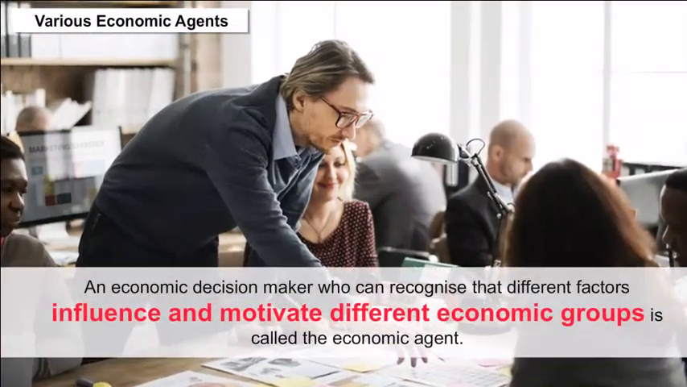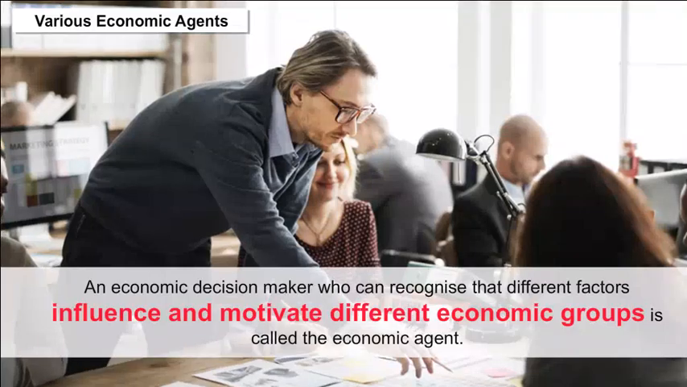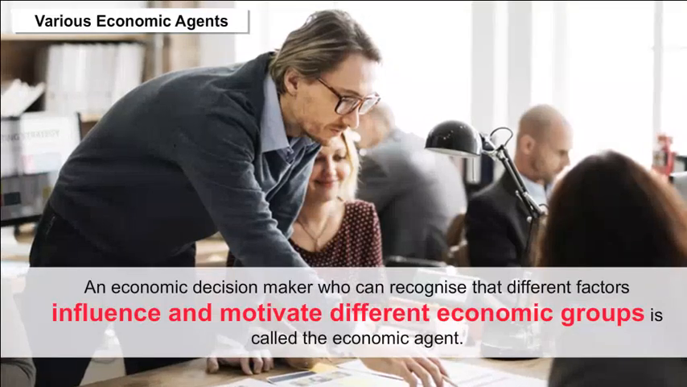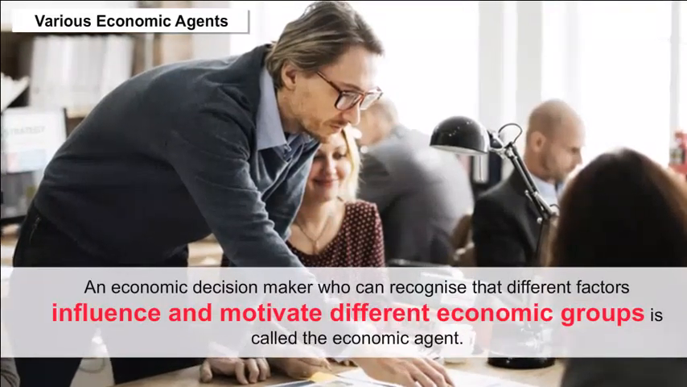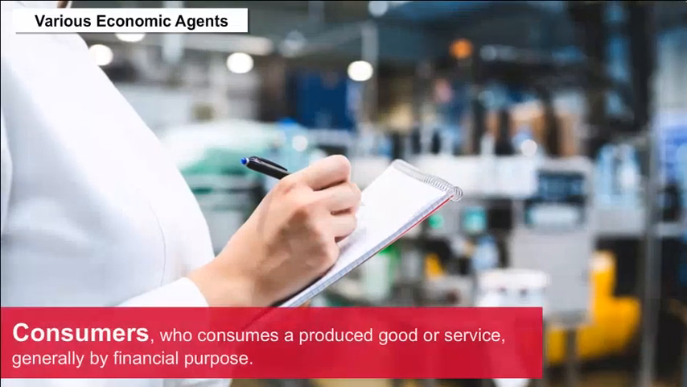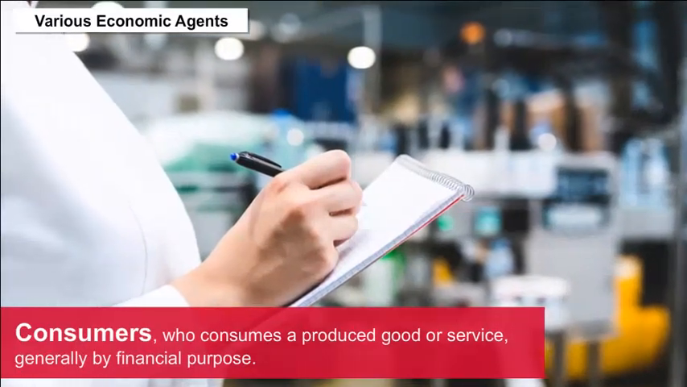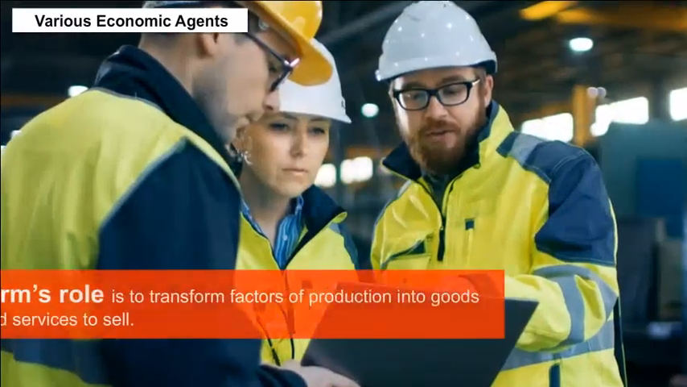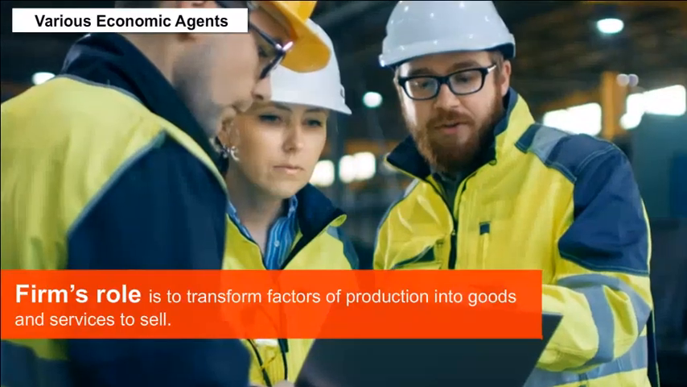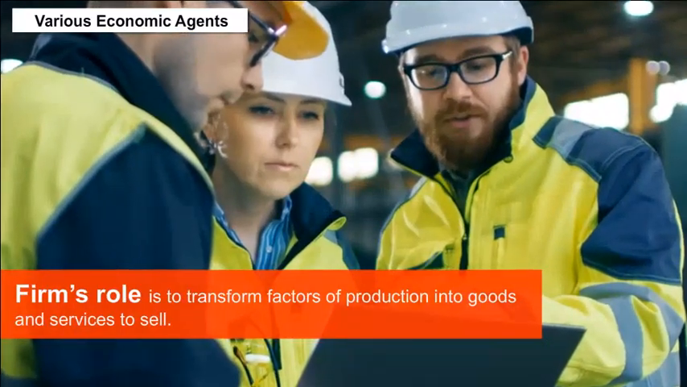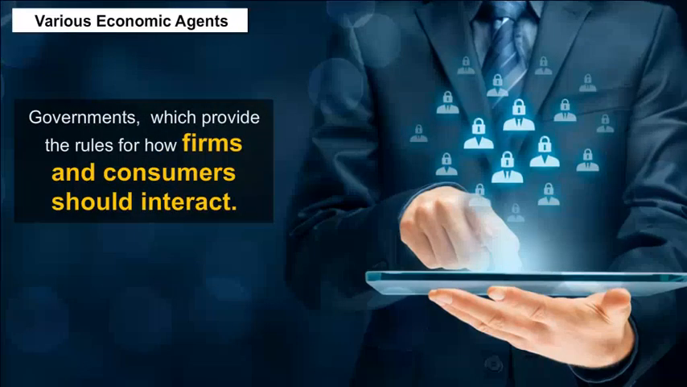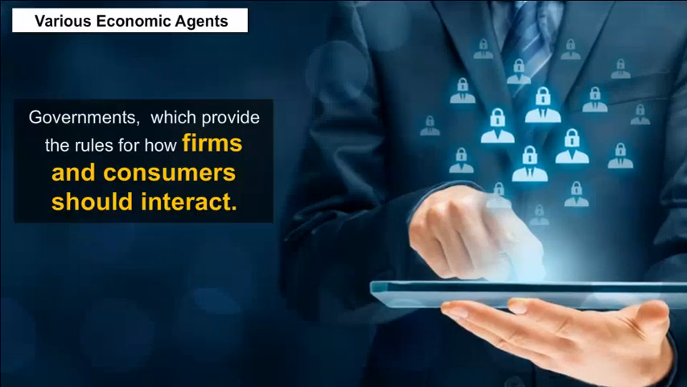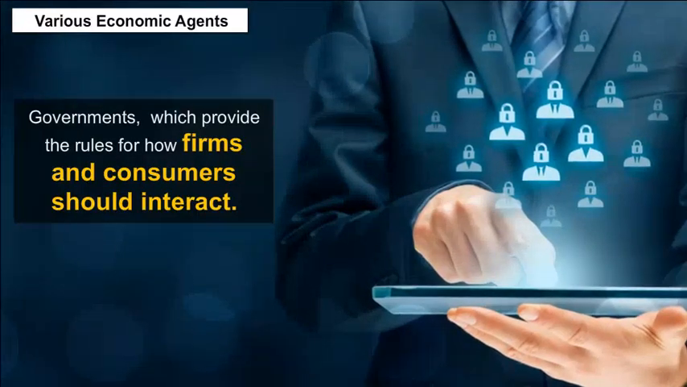Various economic agents. An economic decision maker who can recognize that different factors influence and motivate different economic groups is called the economic agent. There are three types of economic agents. 1. Consumers, who consume a produced good or service, generally for financial purpose. 2. Firms, whose role is to transform factors of production into goods and services to sell. 3. Governments, which provide the rules for how firms and consumers should interact. This is evident in developed economies.